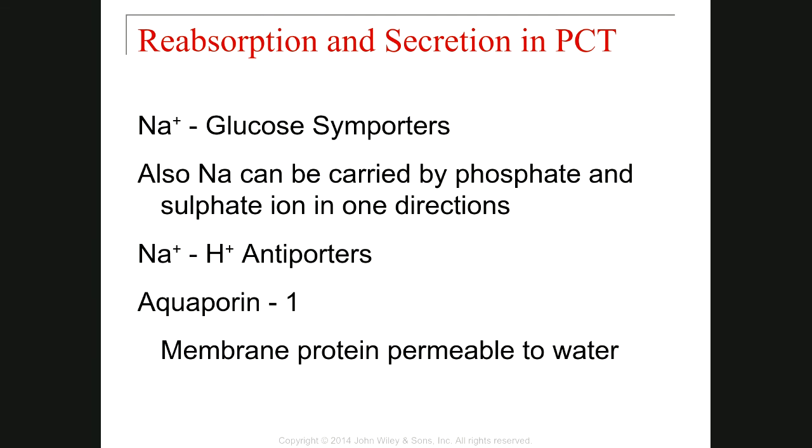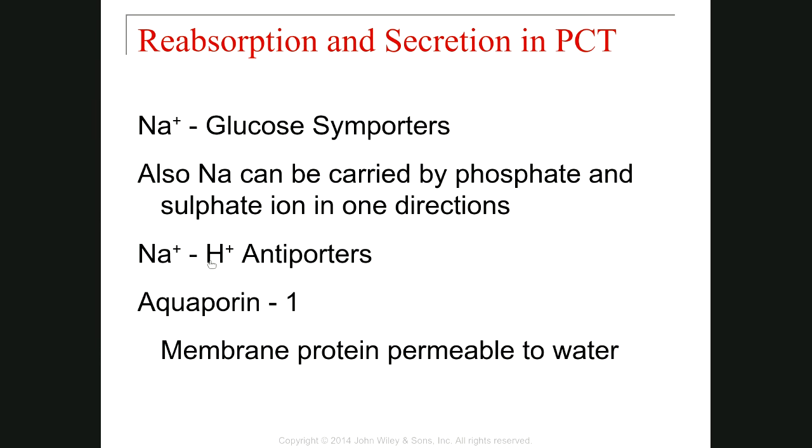In the proximal convoluted tubule, we have one symporter which we call the sodium glucose symporter. By function of this symporter, two sodium ions and a molecule of glucose attached to this symporter protein can move and they can become reabsorbed. Also, the sodium ion can be carried by one phosphate and sulfate ion in one direction too.